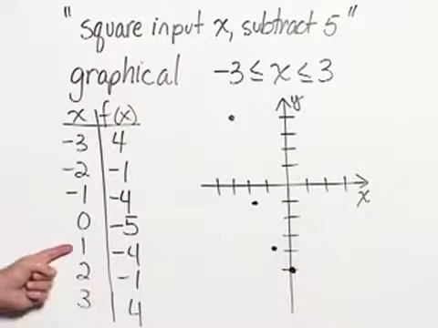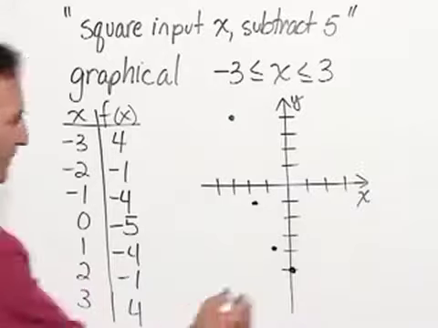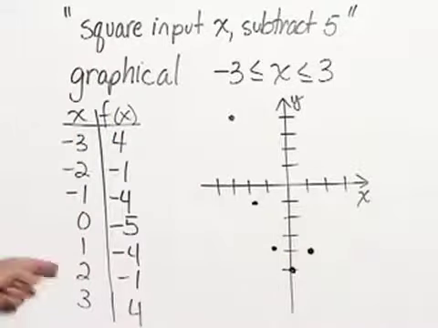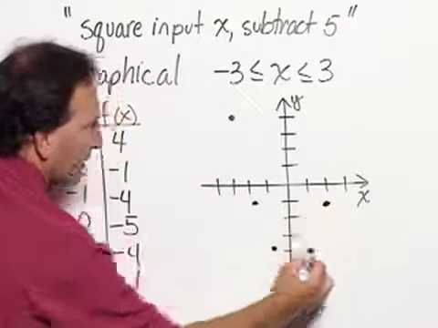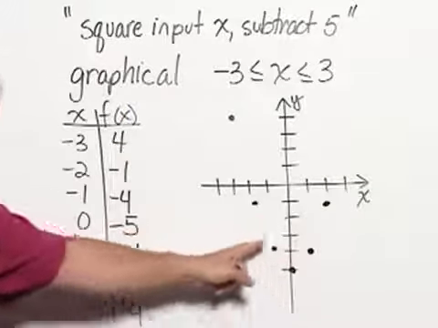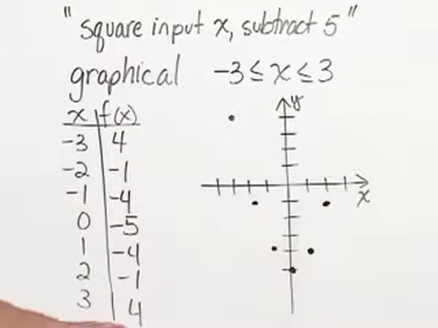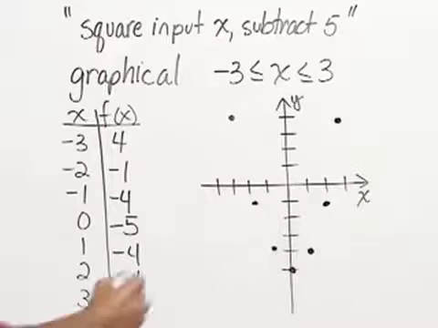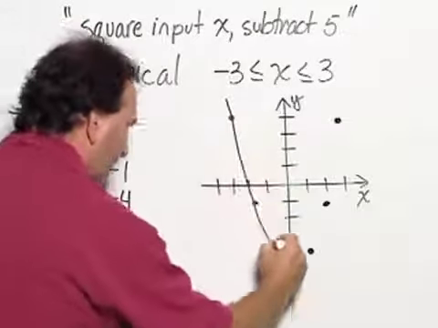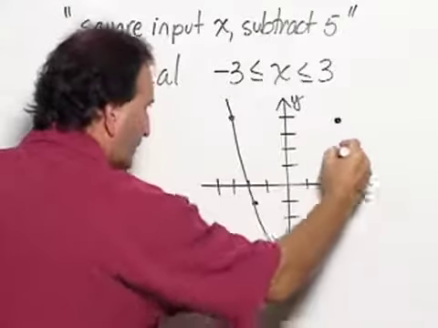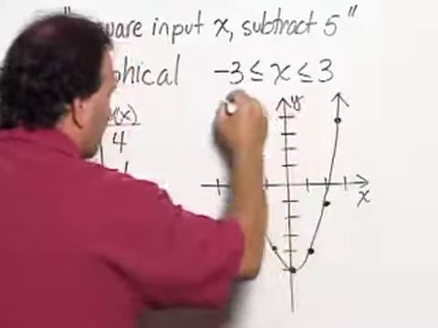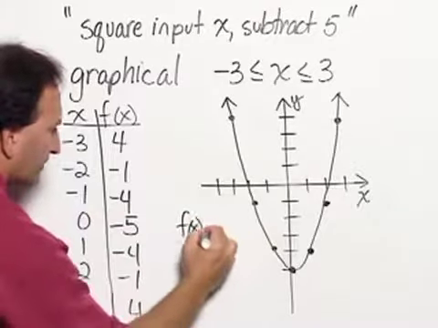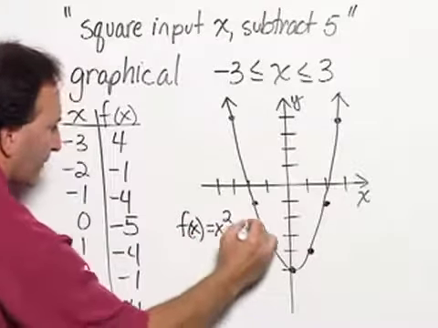Now we start on the other side, the positive x values. We have 1, -4, so that's going to be here. 2, -1, and that would be here. And you might begin to see that we have symmetry going on here. So, of course, 3, 4 would be the point up here. And so to draw our graph, we simply need to connect those points with a smooth curve, which of course is the shape of a parabola. And this is the graph of f of x equals x squared minus 5.